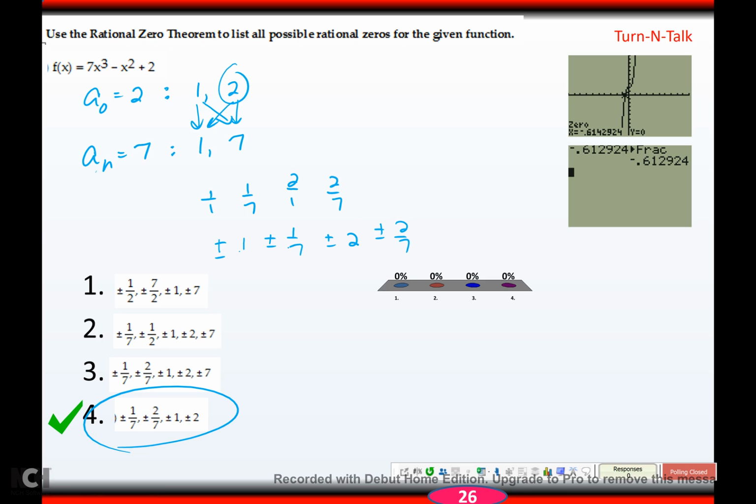And I can look, and again, this thing is a third degree, so it could cross 3 or once. This thing crosses once. And if I tried to make that a fraction, I can't. So it has a real zero, but it's not rational.